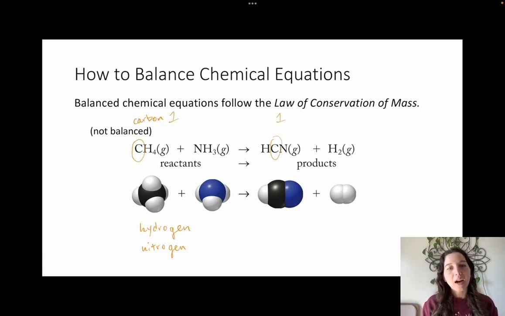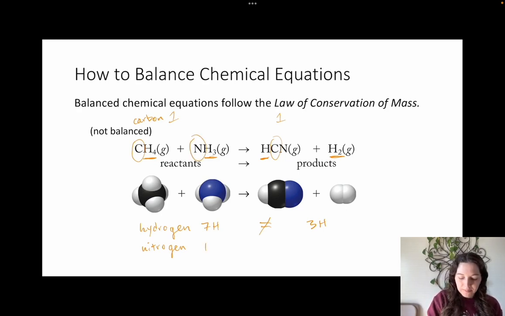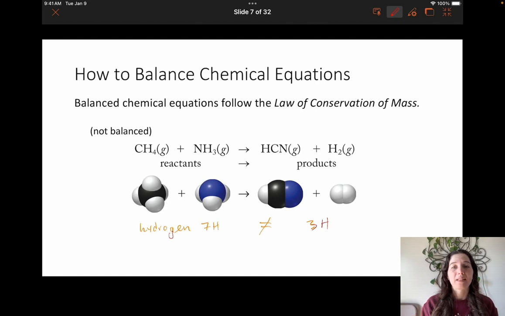Let's take a look at our hydrogens. We've got 4 hydrogens and 3 hydrogens, so that's 7 hydrogens here. And then we've got 1 hydrogen and 2, so that's 3 hydrogens here. The hydrogens are not balanced, so they need to be fixed. Nitrogen, we've got 1 and 1. Okay, so nitrogen is balanced, good. But we've got to fix this hydrogen scenario because right now we're seeing hydrogen disappearing. Technically, that's not possible. So let's work on balancing this hydrogen.